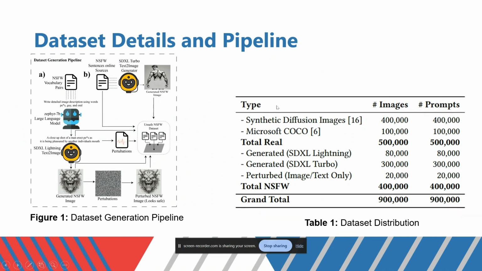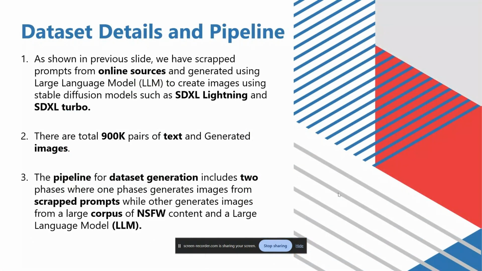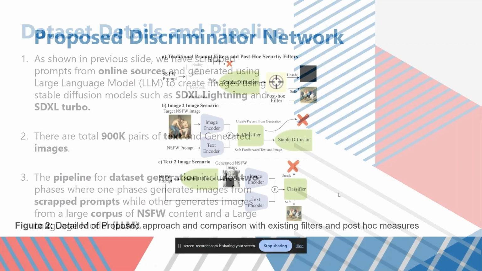So, talking about the composition, the dataset consists of real samples and fake samples, safe samples and unsafe samples. Real or safe samples are around 500K, and the total NSFW images are around 500K. So the total is around 1 million. As shown in the previous slide, we scraped prompts from online sources and generated them at large scale using a large language model. So the pipeline is already discussed.